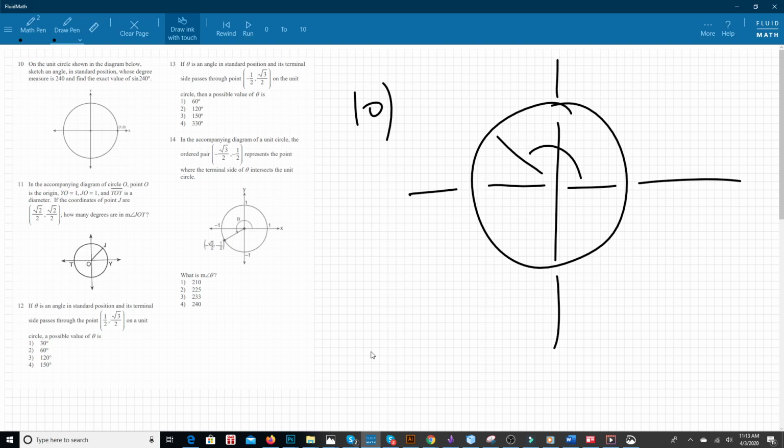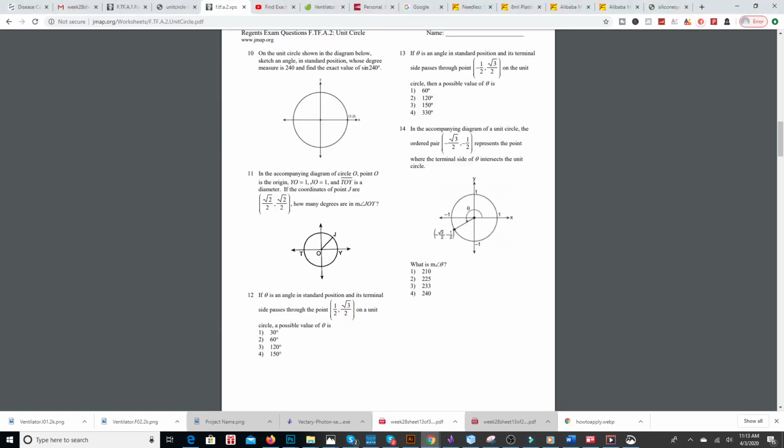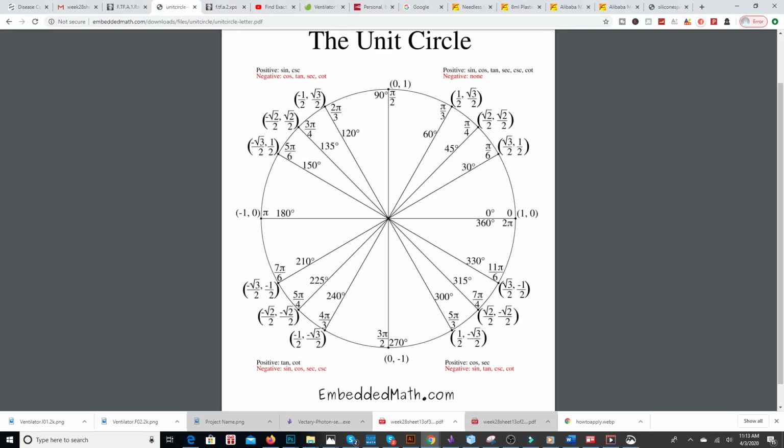And so I'm looking at this, I'm saying, how do I do this? And they want the sine. Keep in mind that the sine represents the y value. So I go back to my unit circle. They wanted a sine of 240. Sorry, did I say it was in second quadrant? 240 is going to be in the third quadrant, guys. I'm so sorry.